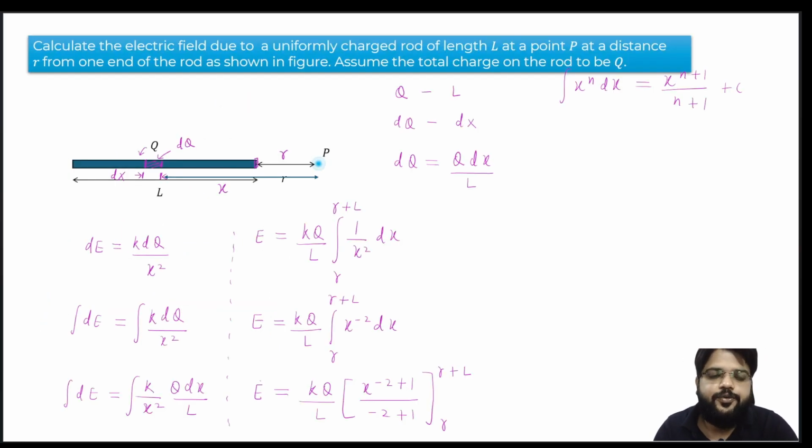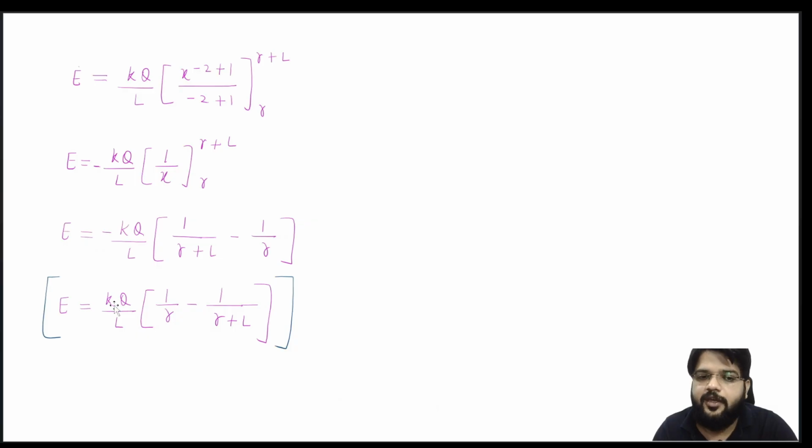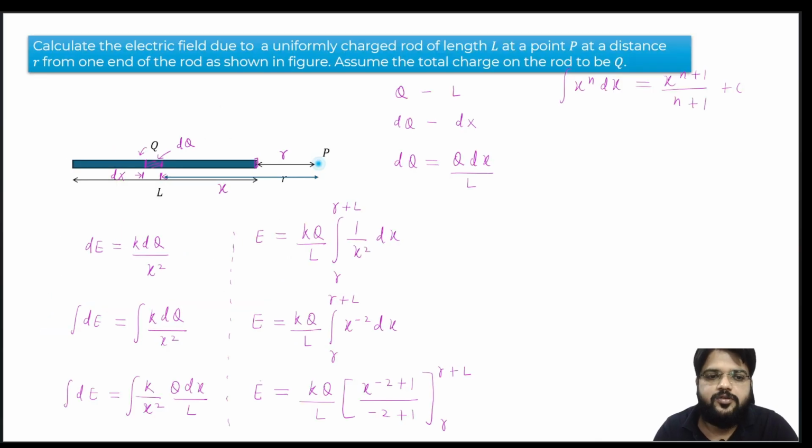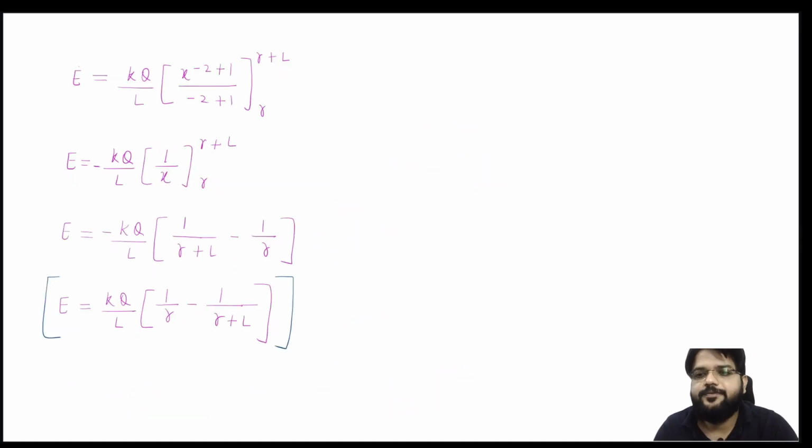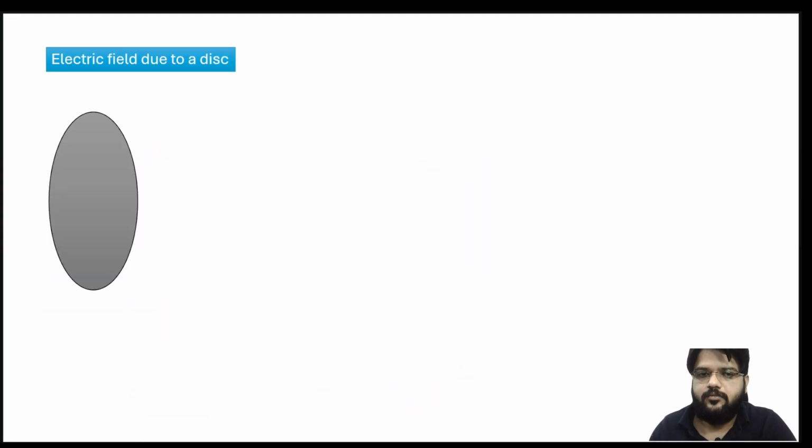So the electric field due to the rod on the axis of the rod is this: kq by L into 1 by r minus 1 by r plus L. So I hope this thing is clear to everyone. Let's see the next topic, everyone.